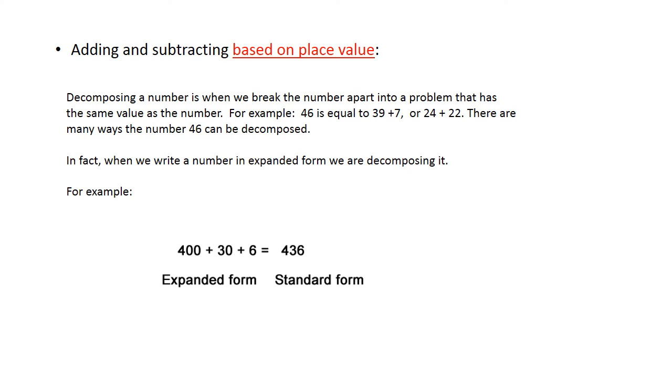Adding and subtracting based on place value. Decomposing a number is when we break the number apart into a problem that has the same value as the number. For example, 46 is equal to 39 plus 7, or 24 plus 22. There are many ways that the number 46 can be broken down or decomposed. In fact, when we write a number in expanded form, we are decomposing it. For example, the number 436 in standard form can be thought of as 400 plus 30 plus 6 in expanded form.